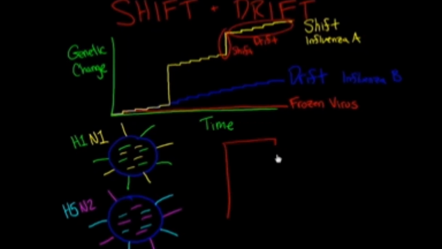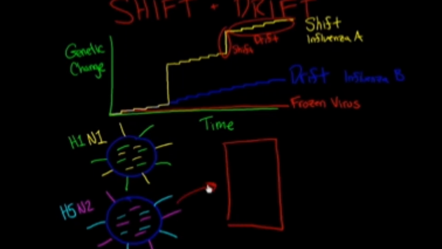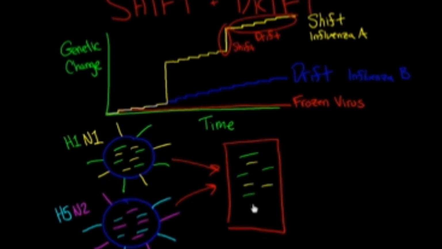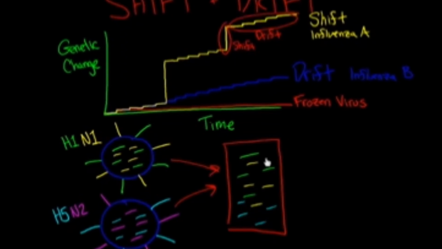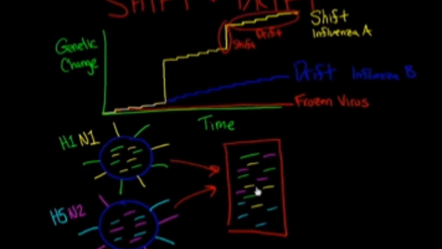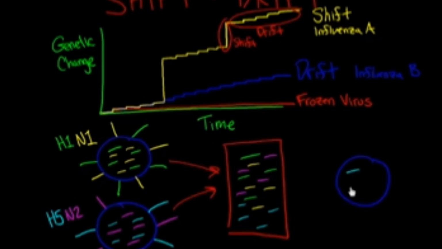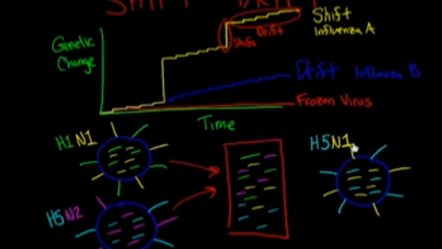Let's say that these two different strains of influenza A infect the same cell. When they infect the same cell, they have the opportunity to shuffle their genetic material around. All of the RNA pieces from both influenza A viruses are now in the same cell, and a new virus is produced. This new virus can have genetic material from each of the parent viruses. In this situation, we're going to say it has the H5 surface proteins and the N1 surface proteins. So this is an H5N1 virus.